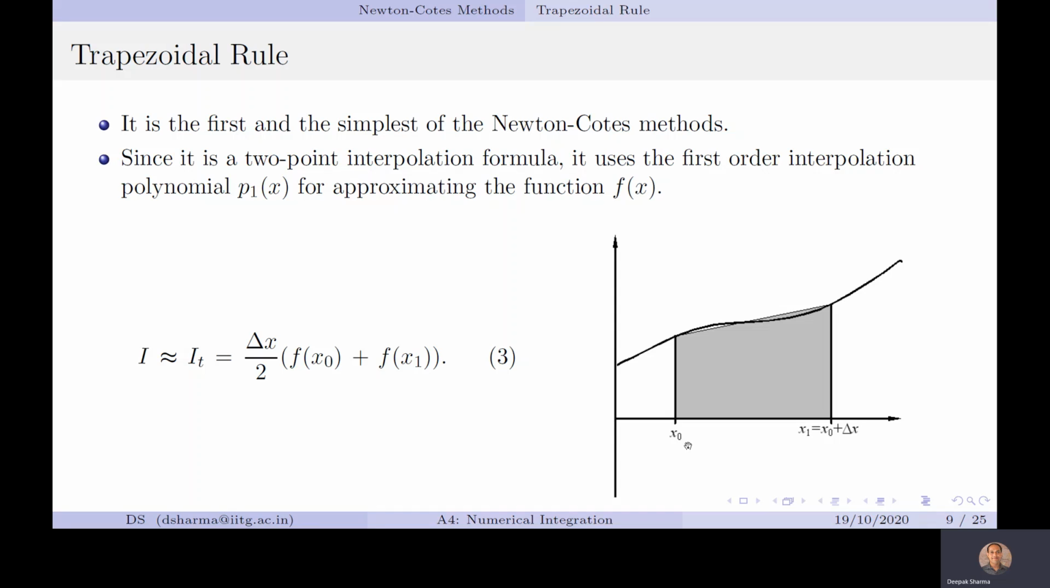Now if these two values x0 to x1 are close to each other, then we can use the trapezoidal rule as I equals delta x divided by 2 times f of x0 plus f of x1. Now the function values of x0 and x1 we can find out. And what is delta x? Delta x is x1 minus x0 divided by 2.